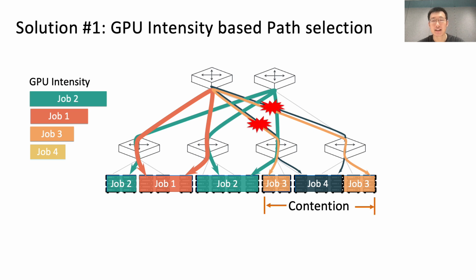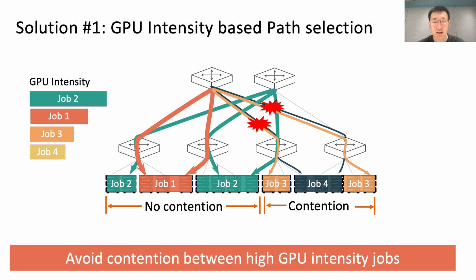This strategy does not avoid all communication contention between jobs, but it encourages GPU-intensive jobs to select different paths from each other. In this example, 2 high GPU intensity jobs, job 1 and 2, are assigned different paths. So this path selection reduces most GPU utilization loss caused by communication contentions.